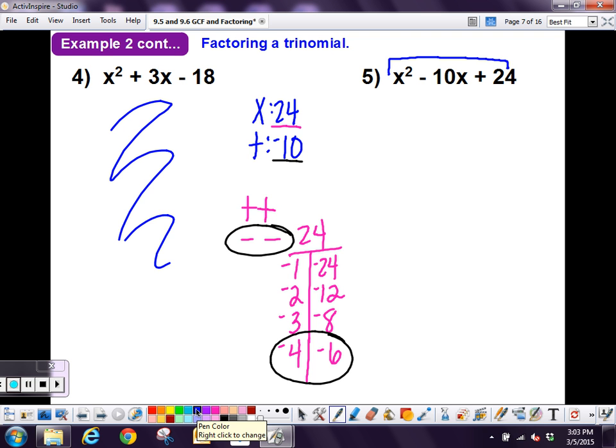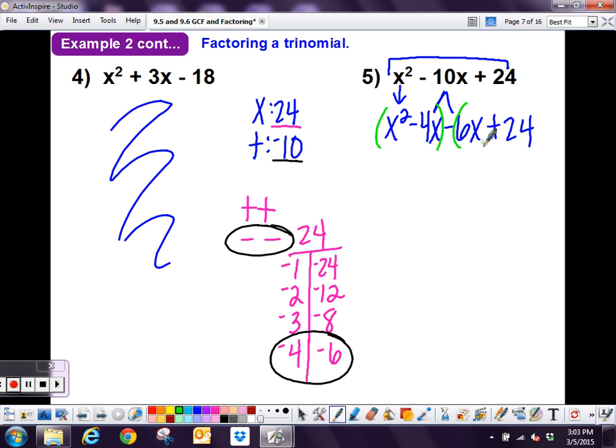All right, so now we're going to break apart this middle term. We're going to have a minus 4x and a minus 6x. I'm going to bring down this first term of x squared, and I'm going to bring this last term down, 24. Remember, this process is called grouping. So we're going to group together the first two terms, group together the last two terms.